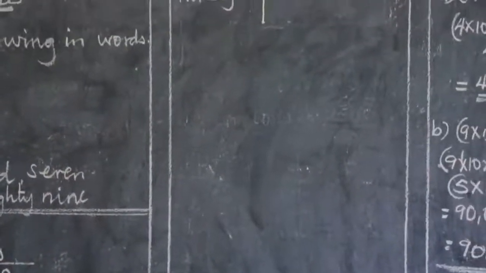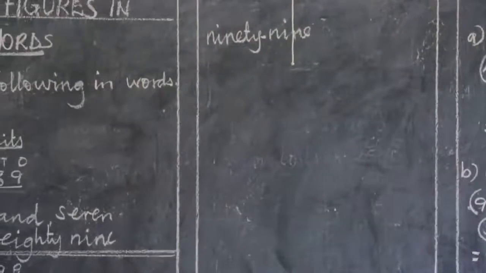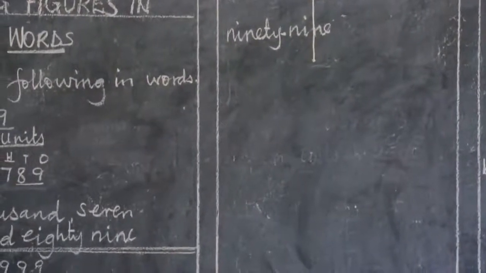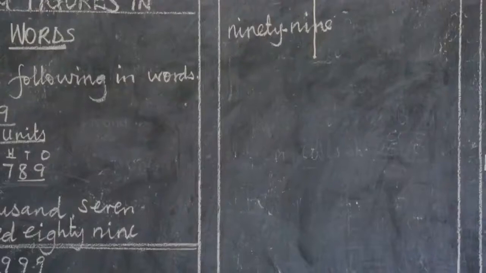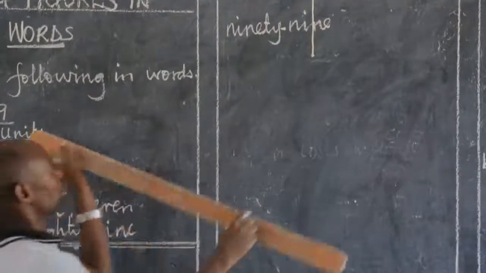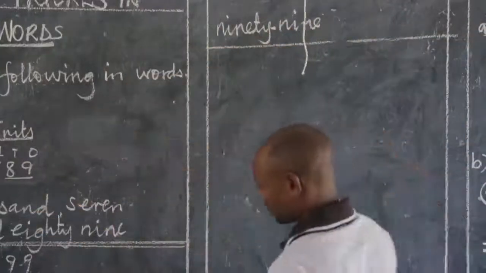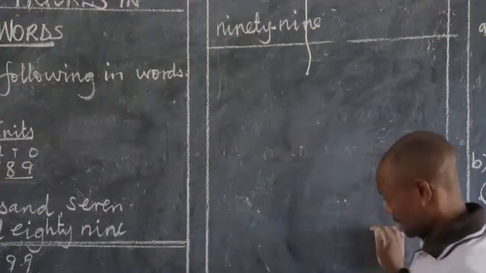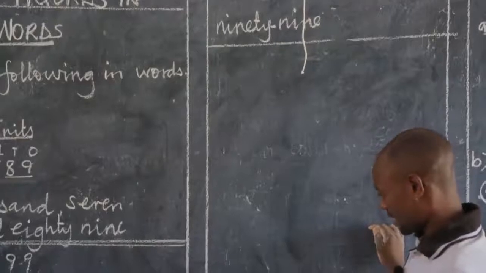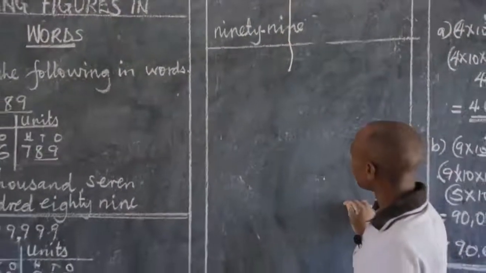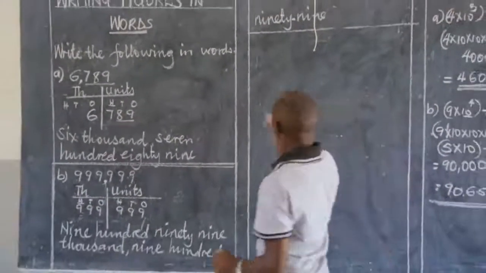Now, that's not the spelling of the word 90. It is 9, then T-Y, 90. That word normally disturbs many of you. So what have we got as our answer? We have got 999,999. Let's have another example.